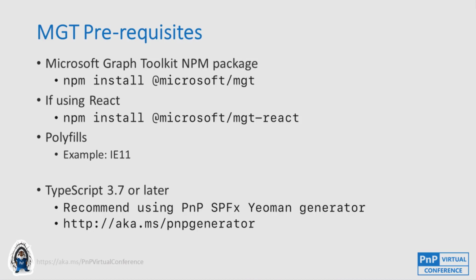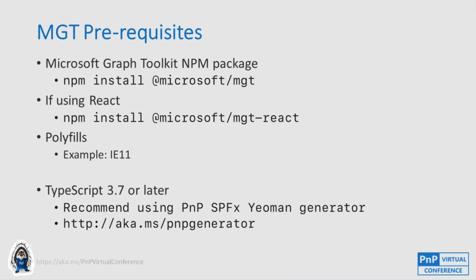Ultimately, to be successful with the Microsoft Graph Toolkit, TypeScript 3.7 is required. But at this time, the default Yeoman generator does not support scaffolding a new SharePoint framework project using TypeScript 3.7. Although not all hope is lost, the PnP SPFX Yeoman generator does support the installation of TypeScript 3.7 when scaffolding a new SharePoint solution, so it's highly encouraged to use the PnP SPFX Yeoman generator.